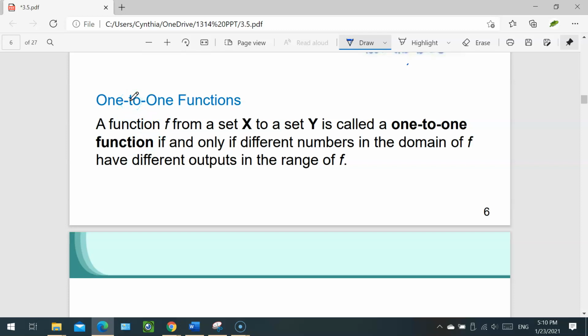So here is another definition. A function f from a set x to a set y is called a one-to-one function if and only if different numbers in the domain x have different outputs in the range y. So this is a better definition of the one-to-one.